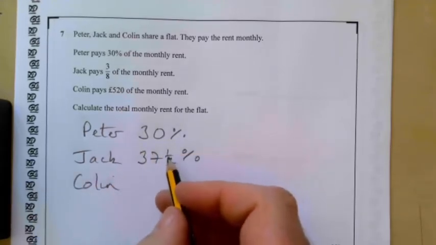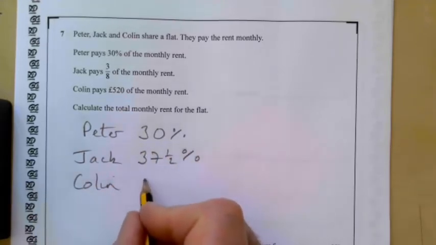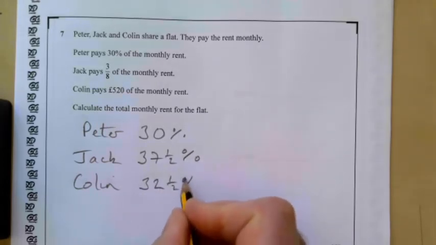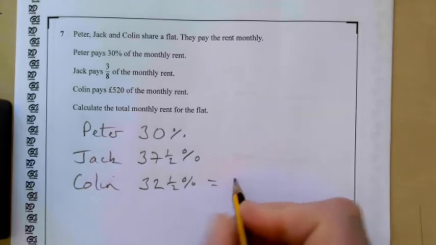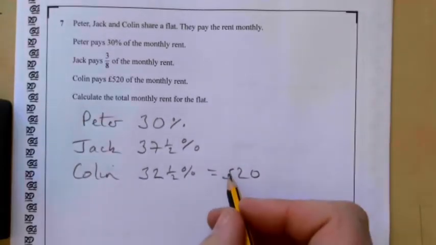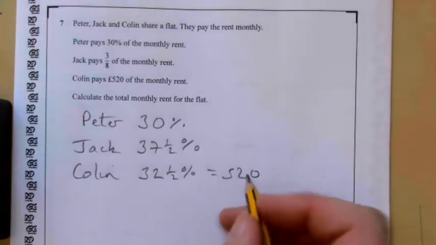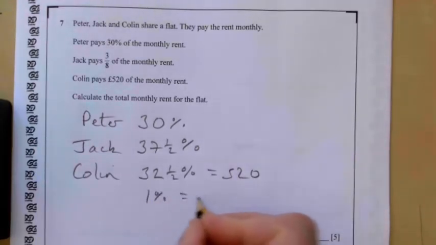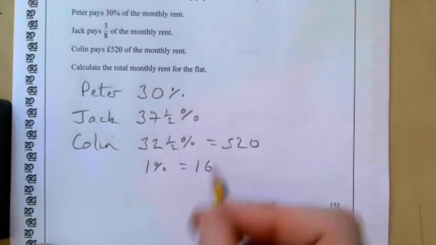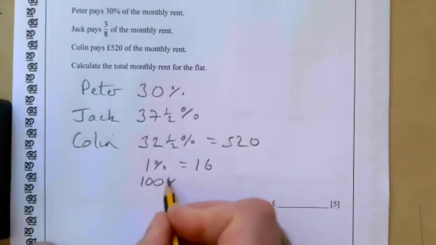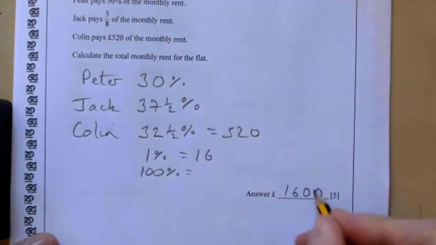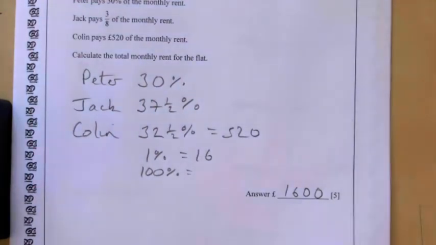That means Colin is paying how much? That's 67.5% between them, so he's actually paying then 32.5%. And we know 32.5% equals 520. I would then find 1%. So I divide both by 32.5. 1% then is 16. And we're pretty much there. Calculate the total monthly rent. So 100% is going to be then £1,600.